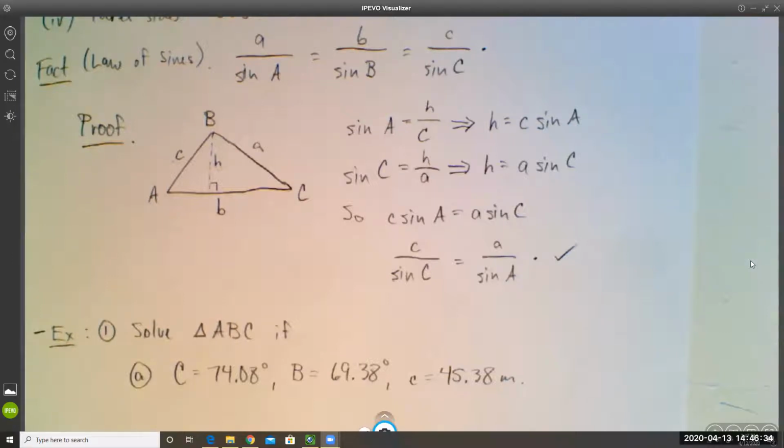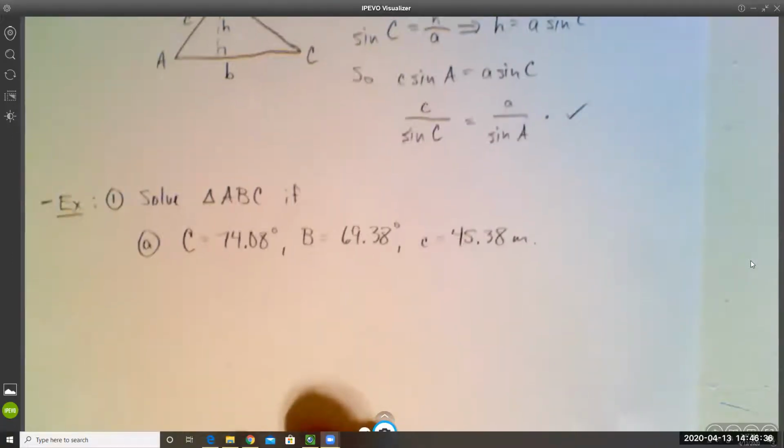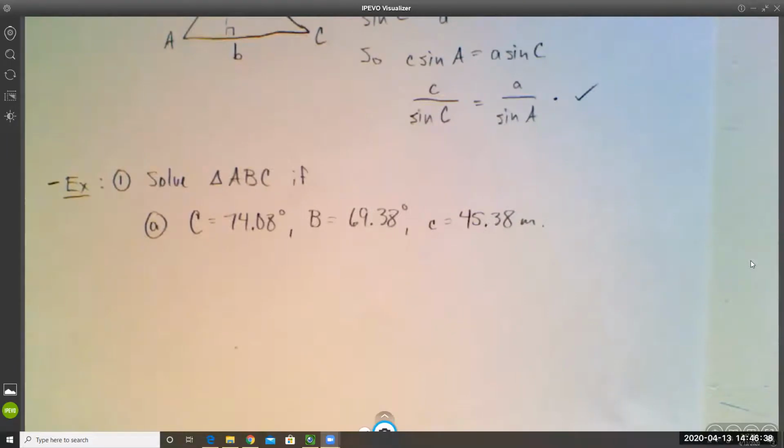Okay, so I'll give you a second, give the video a pause. See if you can draw this triangle first and foremost, and then once you have your drawing, see if you can apply the law of sines to try to start to solve this thing. Okay. Here's my solution.